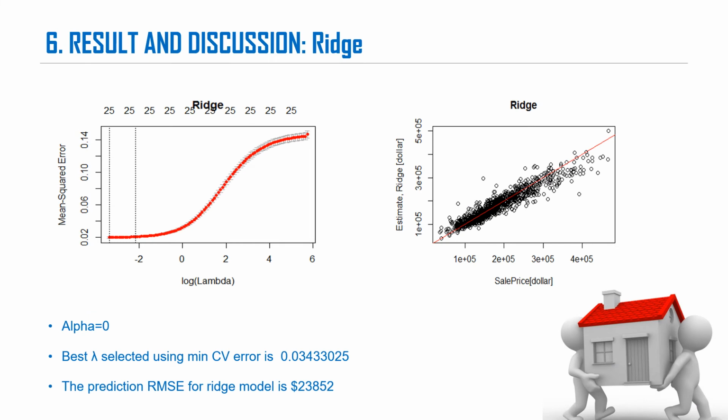The second model that we used in this project is the ridge model. We also used the 10-fold cross-validation on the ridge model. To determine the best lambda in the ridge model, one needs to look at the lambda that generates the minimum mean squared error for the validation data. The best lambda is 0.034. The graph on the right shows us the prediction result. The prediction RMSE for the ridge model is 23,852.